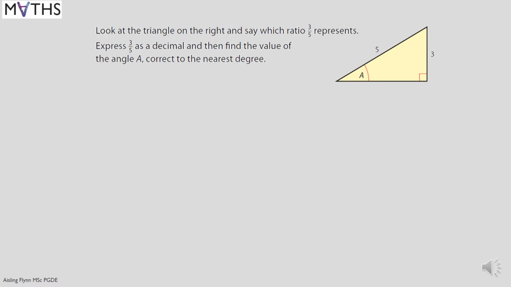Okay, so some more practice. Look at the triangle on the right and say which ratio 3/5 represents. Okay, so we'll answer that bit first. So 3/5. Okay, so which ratio is that referring to? Is it sine, cosine, or tan?